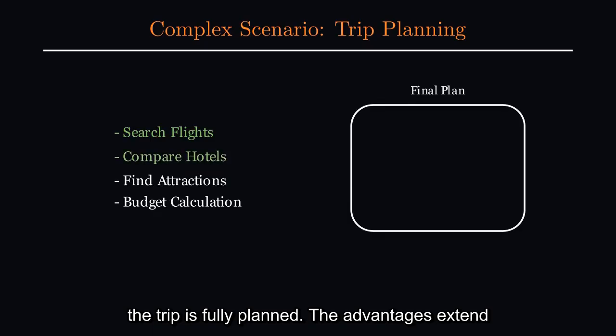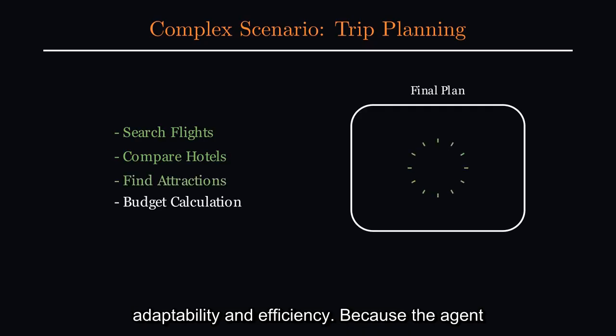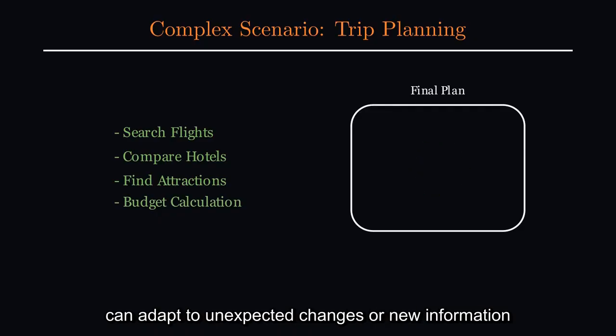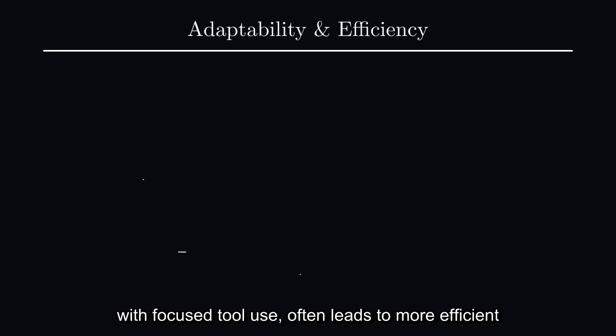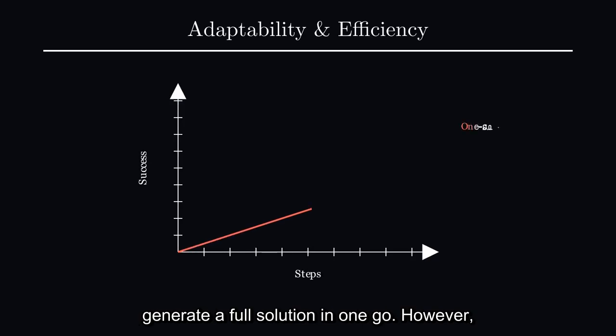The advantages extend beyond reliability and transparency to include adaptability and efficiency. Because the agent continuously reevaluates its state and plans, it can adapt to unexpected changes or new information more effectively. This dynamic planning, coupled with focused tool use, often leads to more efficient task completion compared to agents that attempt to generate a full solution in one go.